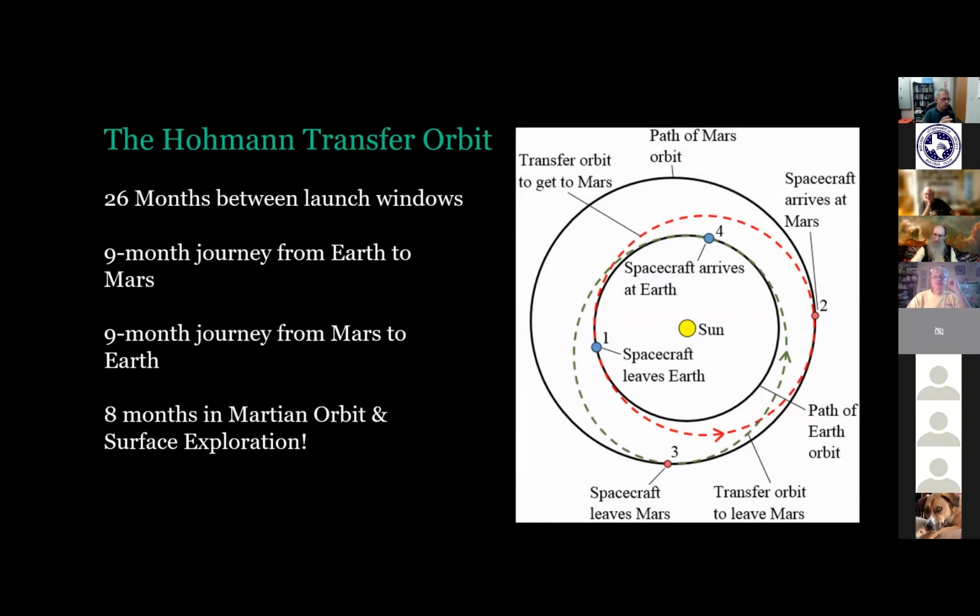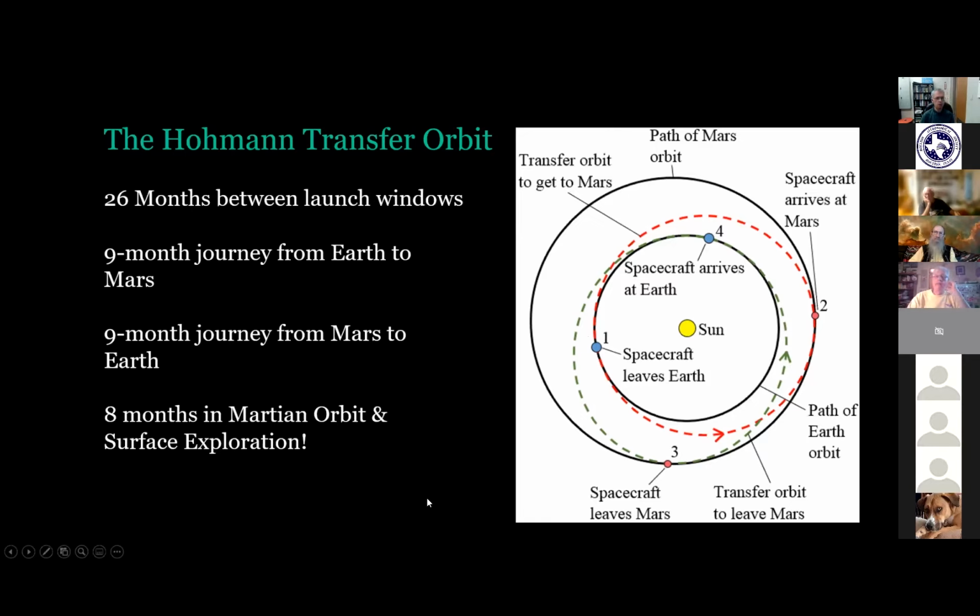So we can think of the Hohmann transfer orbit, and we think of this example here using Mars. We have 26 months between launch windows. That's longer. You see, it takes Mars 687 days to orbit once around the sun, but to get Earth and Mars to line up perfectly for the shortest distance, for a good window with the minimum distance to travel from one orbit to the next, it takes a longer period of time. It takes 26 months. So with current technology, we're looking at a 9-month journey from Earth to Mars using chemical propulsion, and then 9 months back, which means you're limited to about 8 months in Martian orbit and surface exploration.